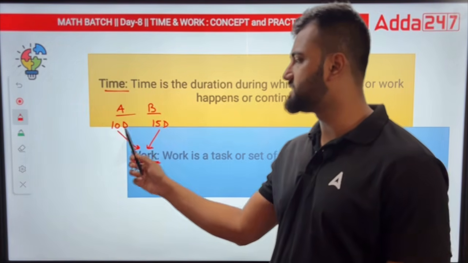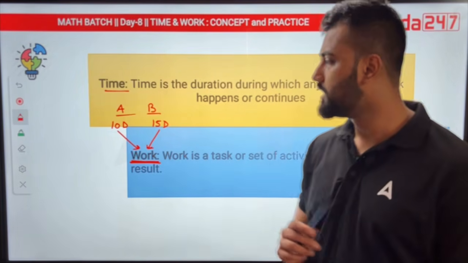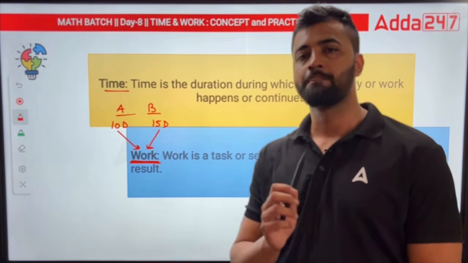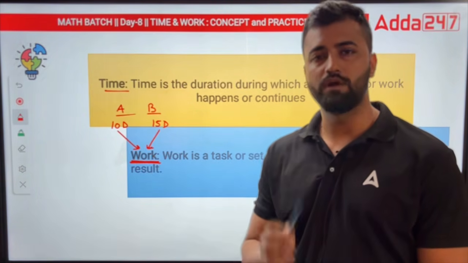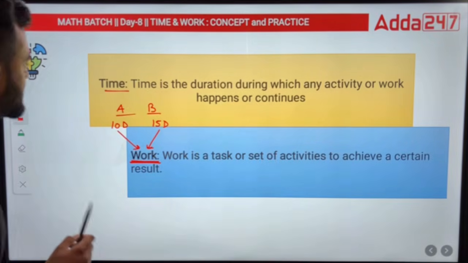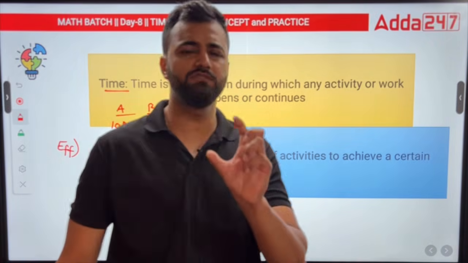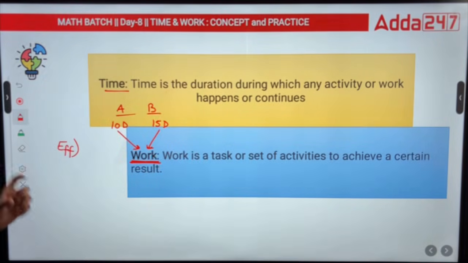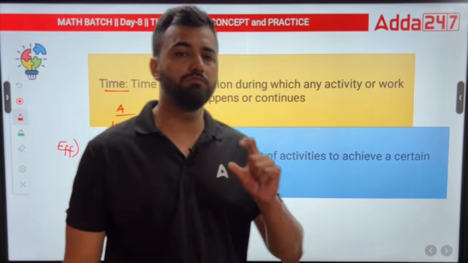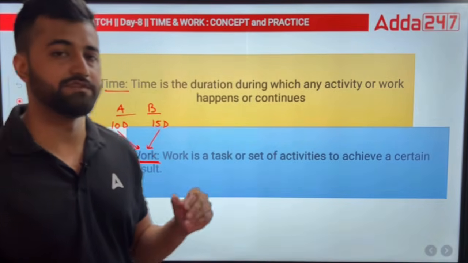But just by seeing the time, you cannot judge them on the basis of work only. What we need is exactly how good they are. And if you want to know how good they are, you need to understand one more term in this chapter, and that term is known as efficiency. So what is efficiency? In simple terms, efficiency means how much work a person can do in a single day. Got it? That is efficiency.